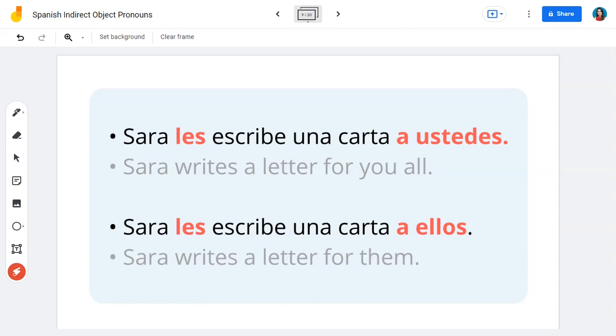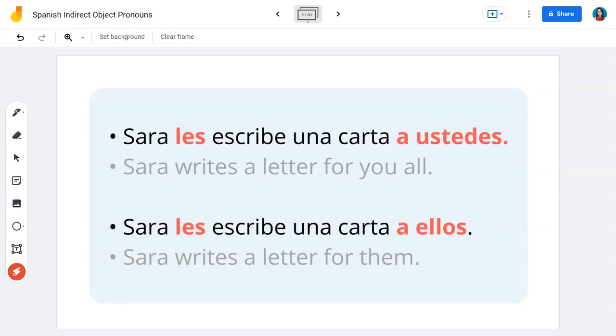Now, what is the best way to learn Spanish indirect object pronouns? I always recommend my students to memorize fixed phrases. Phrases that have indirect object pronouns in them, and simply memorize them. And then it'll be easier for you to just use them. Now, if you want some practice, take a look at my blog. You'll find a link to it in the description of the video.